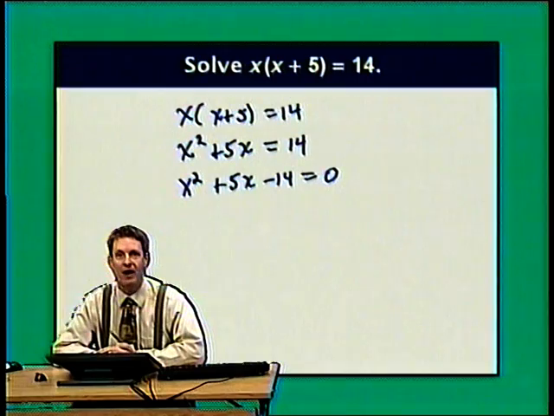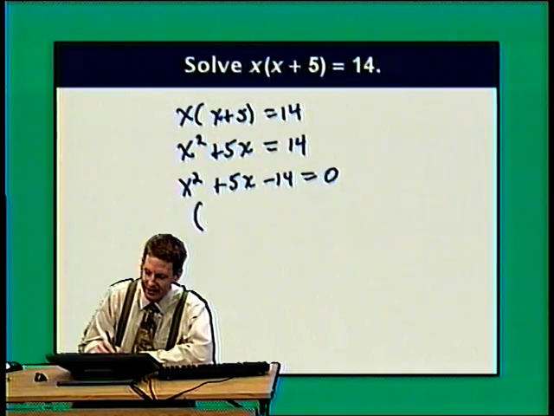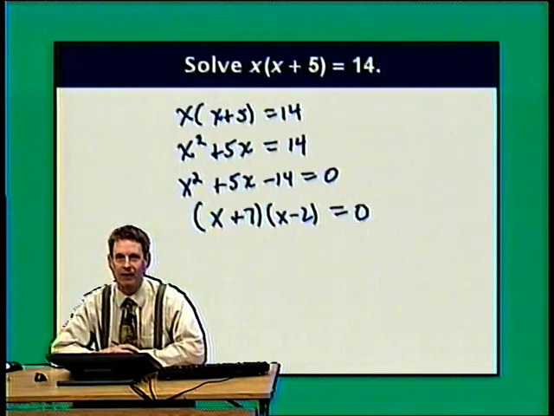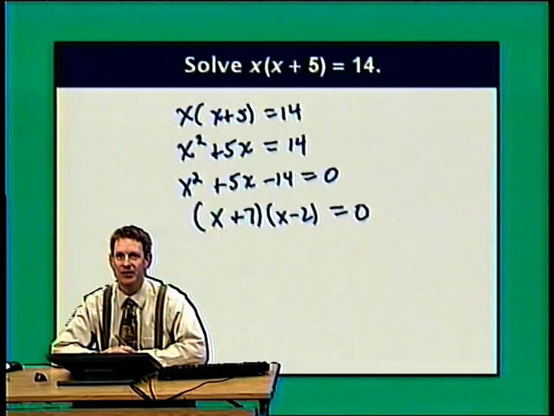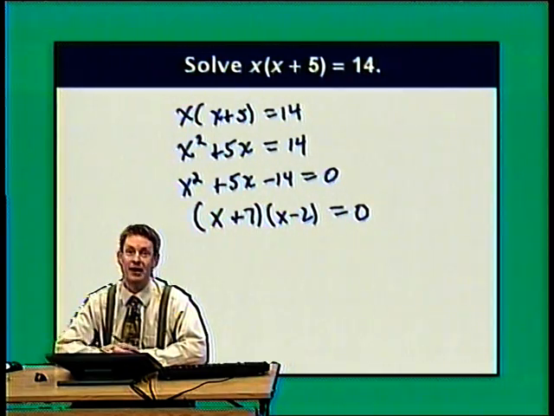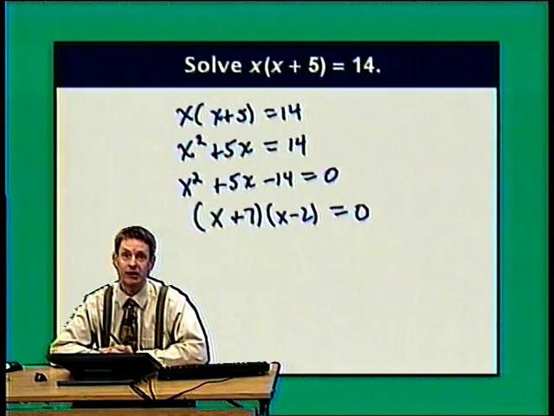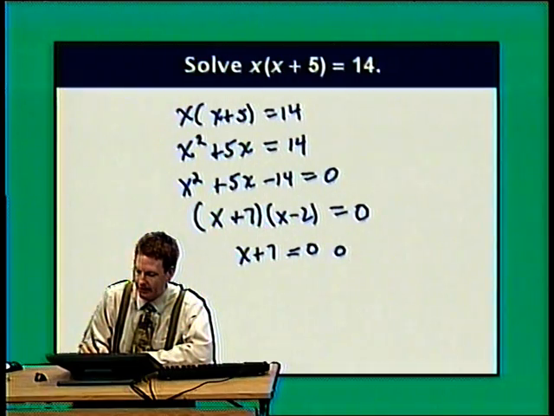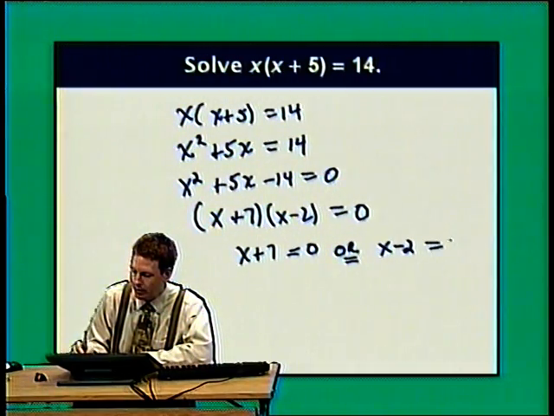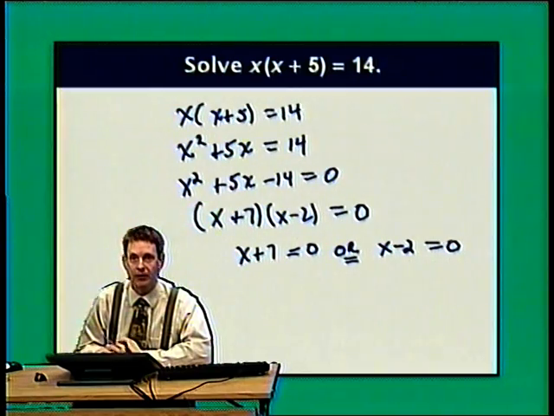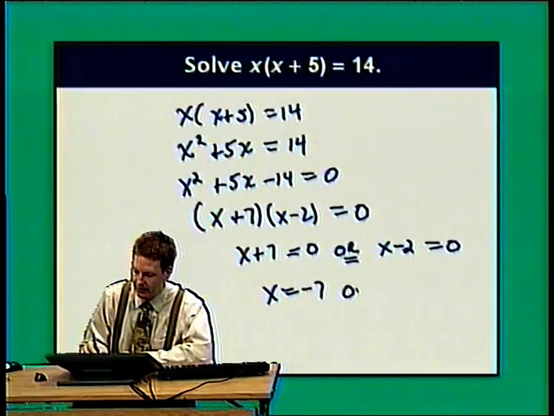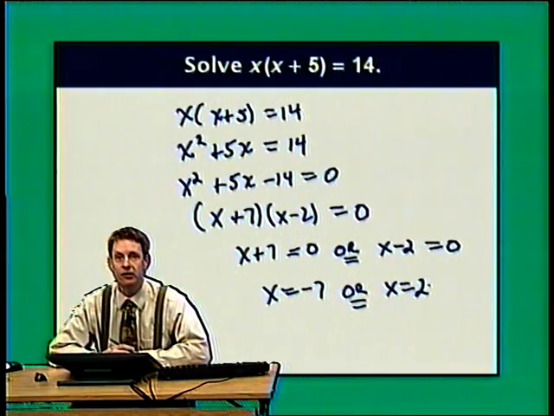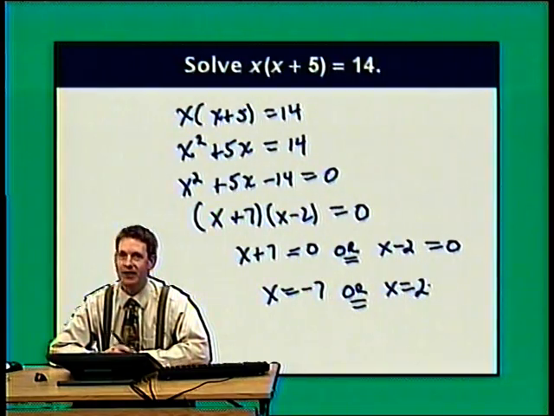Does x squared plus 5x minus 14 factor? You betcha. It factors into x plus 7 times x minus 2. Check it out. I have a zero product, so I can use the zero product principle, which says that one of the two factors in this expression needs to evaluate to 0. That is, x plus 7 needs to be 0, or x minus 2 needs to be 0. Solving the first linear equation, x is negative 7, and solving the second linear equation, x is 2. So it looks like the solutions to my original equation are negative 7 and 2.